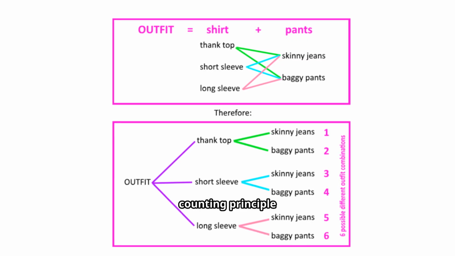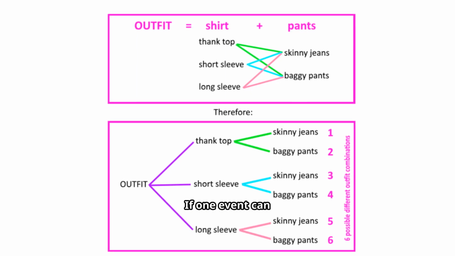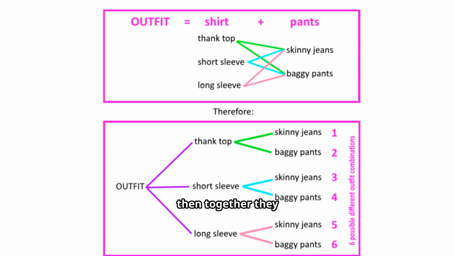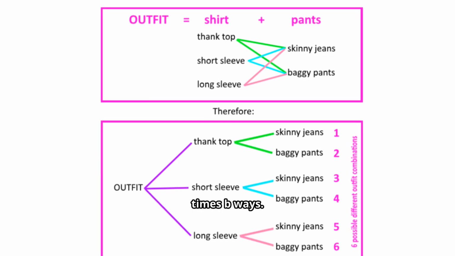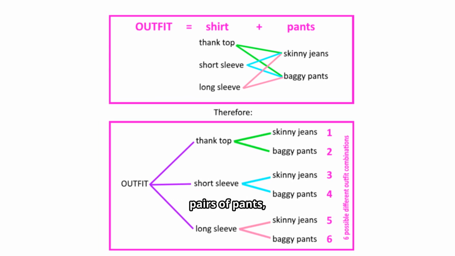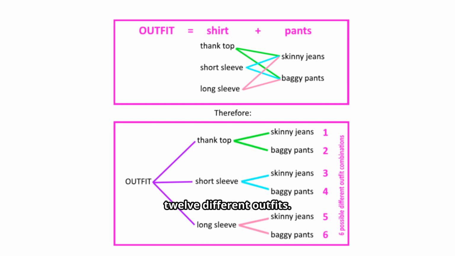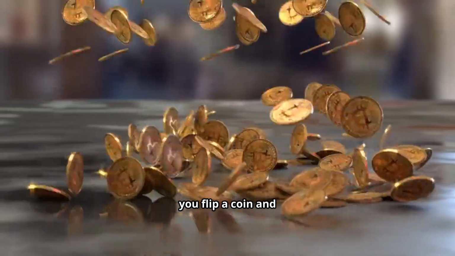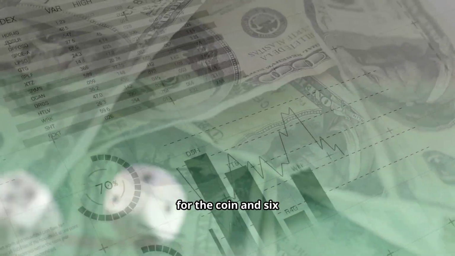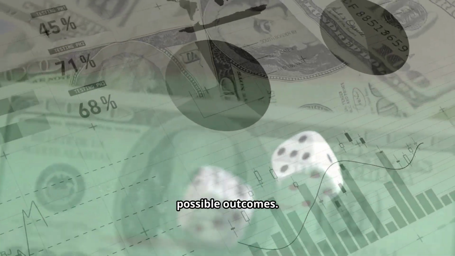Counting principle. The fundamental counting principle tells us how to count the total number of outcomes. If one event can happen in A ways and another event can happen in B ways, then together they can happen in A times B ways. For example, if you have 3 shirts and 4 pairs of pants, you can make 3 times 4 equals 12 different outcomes. Another example, if you flip a coin and roll a die, there are 2 possible outcomes for the coin and 6 for the die. Together, there are 12 possible outcomes.